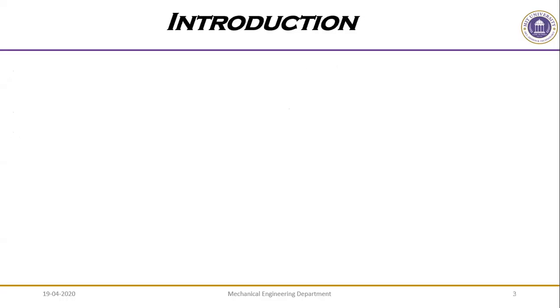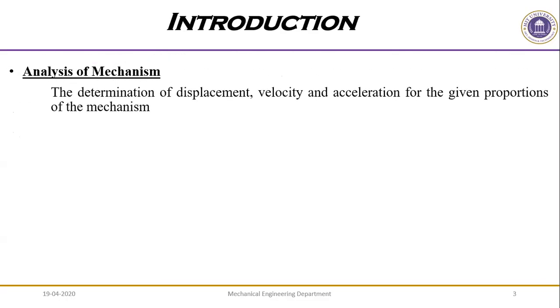Today what we are going to see is precision points. Before that, we should know what we mean by analysis of mechanism and what we mean by synthesis of mechanism. We know that in case of analysis, we are going to find the determination of displacement, velocity, acceleration for the given proportions of the mechanism. Means you will be given a mechanism, and for that mechanism, what will be the displacement of any link, what will be the velocity of the link, what will be the acceleration of any link, those parameters we have to find. That method is called analysis of mechanism.